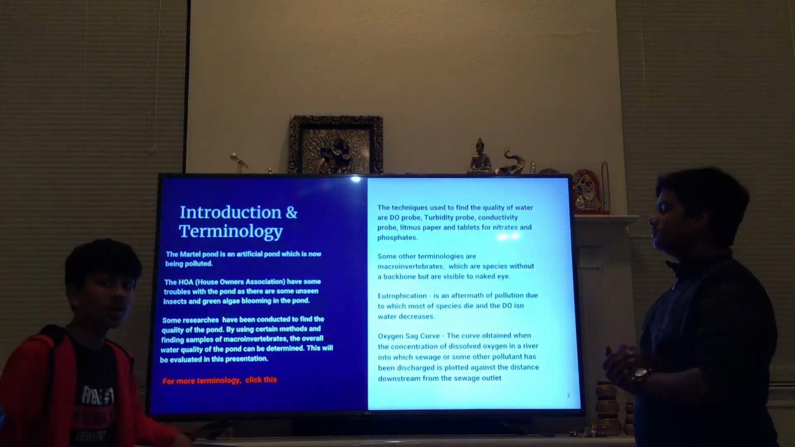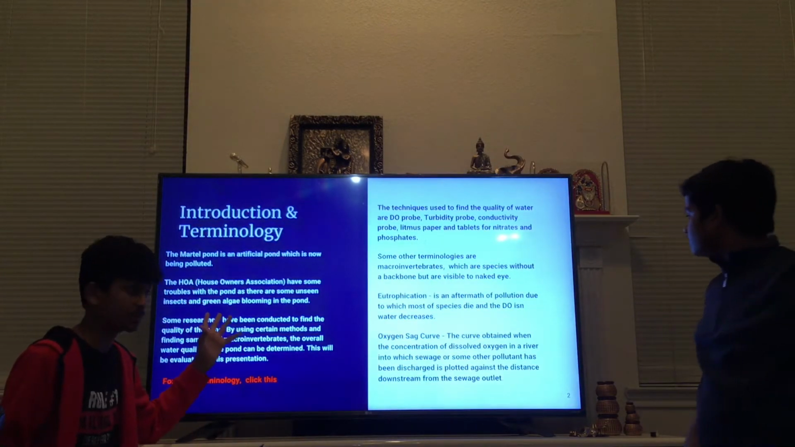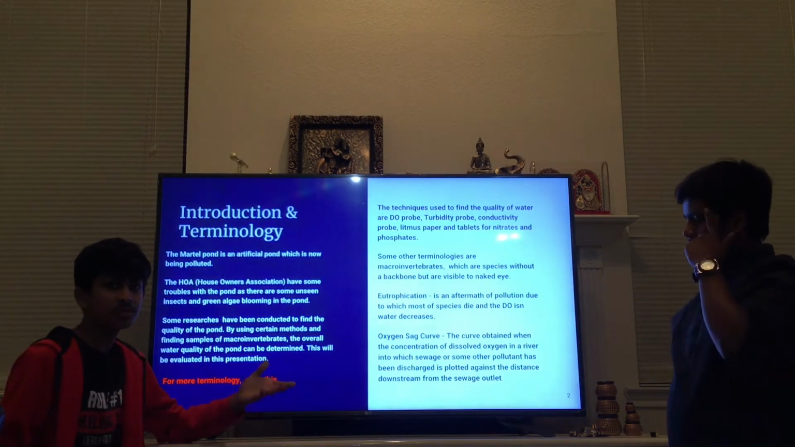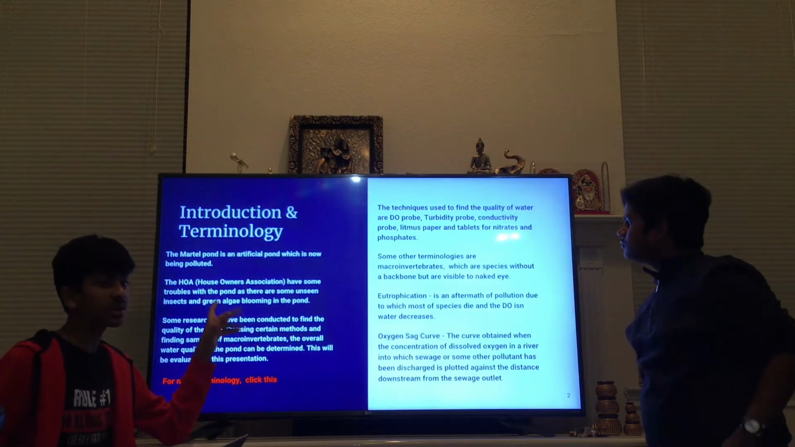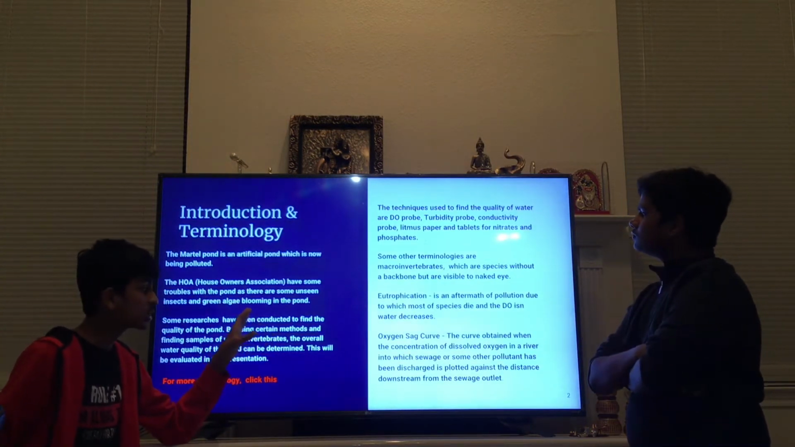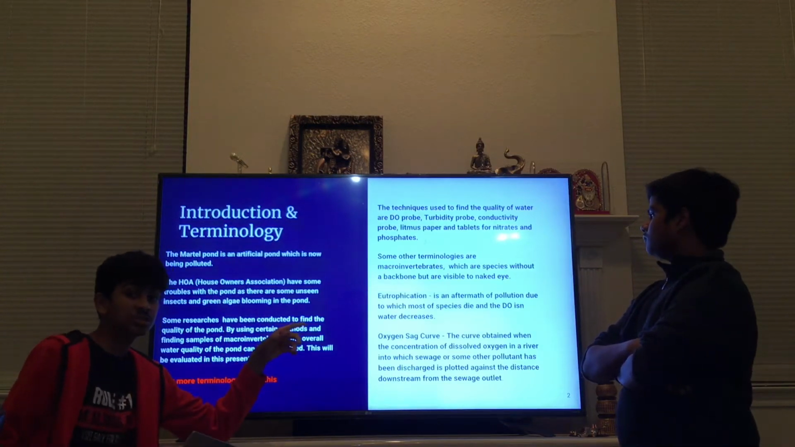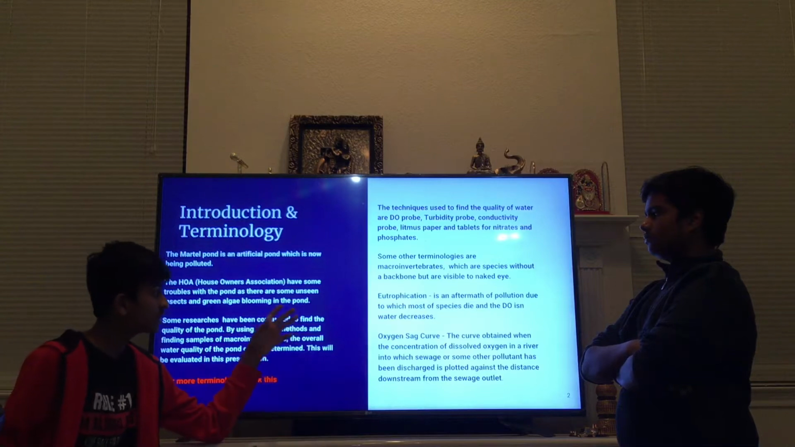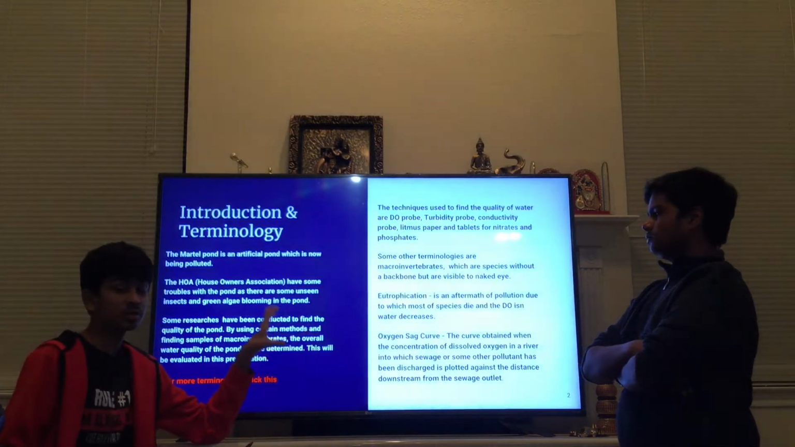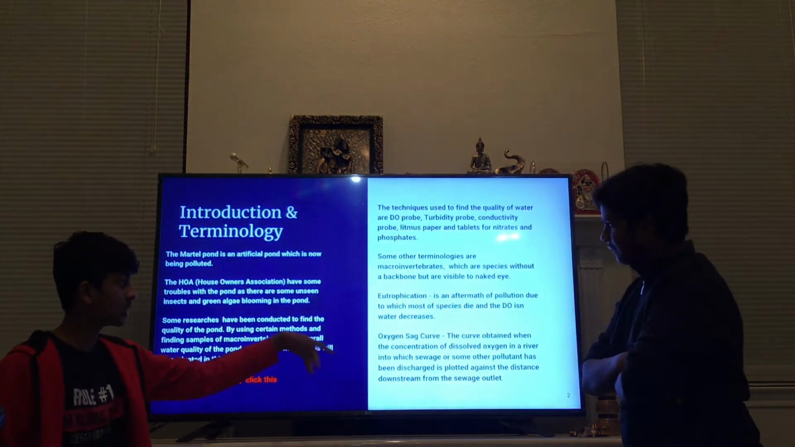So before we start, what is the Martel pond about and what is introduction terminology? The Martel pond is basically an artificial pond created by humans. And the introduction terminology is basically that the Martel pond is currently undergoing the process of eutrophication, which is an aftermath of pollution due to the excess runoff of pollutants from sewage systems or agricultural fields. And this is basically where the DO, or the dissolved oxygen, rates decrease as the water quality increases.